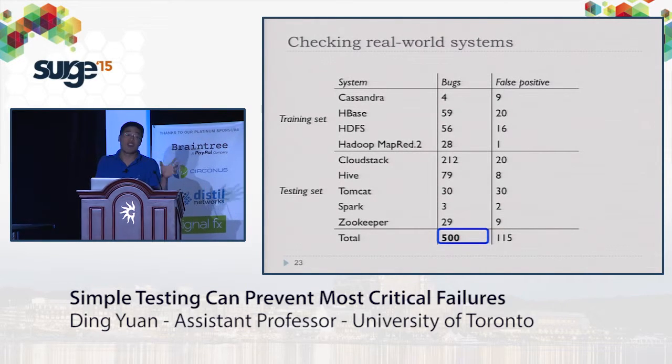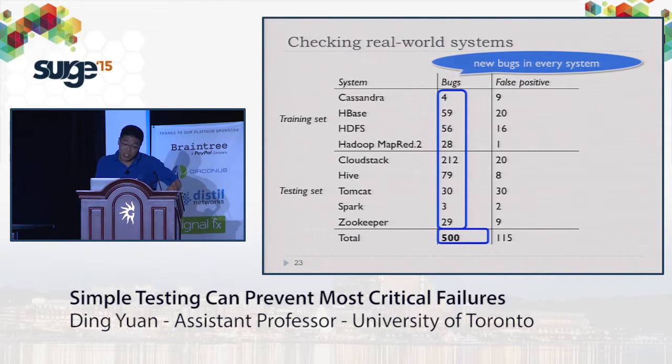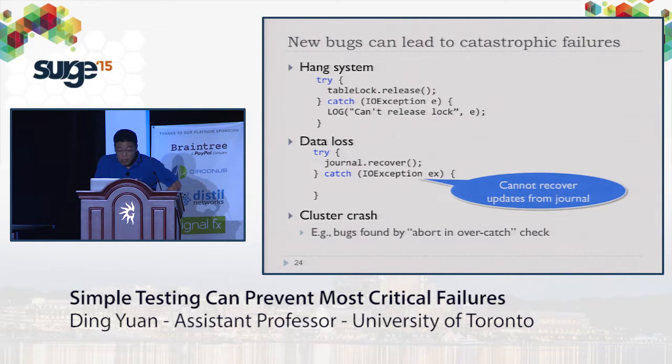So actually, if you have a large Java code base, I recommend you run Aspirator on that code base. The result will surprise you. And clearly, a lot of these bugs will cause catastrophic failures. For example, one of the commonly observed bug patterns is that when they are trying to release a lock, and this lock release throws an exception, and that exception is simply ignored, you can get a deadlock. And this pattern is observed in multiple systems multiple times.